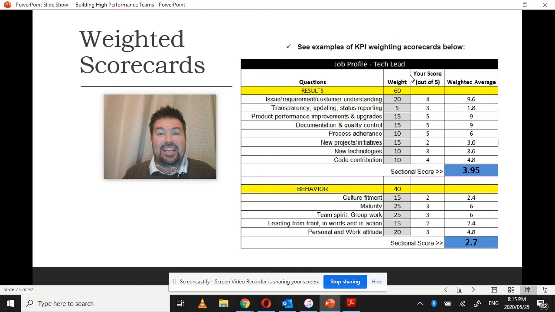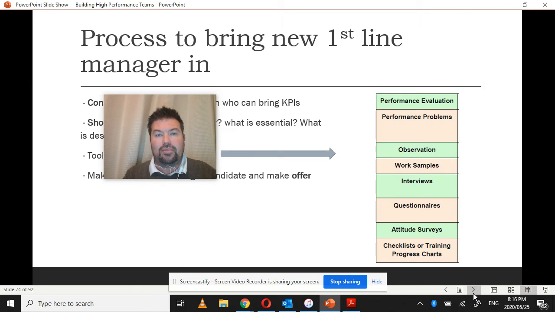So this guy's a tech lead currently under results. He's getting a 3.95, very good with results. The problem is his behavior is not all that great. So you'll see there, they talk about different behaviors and the weighting of the behaviors, and he's not doing too well. He's only getting a 2.7 out of 5 for his behavior, but a 3.95. So technically he's strong. Behaviorally, he's not doing all that well.